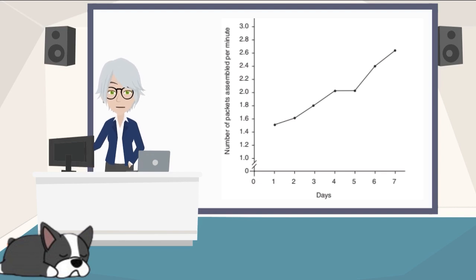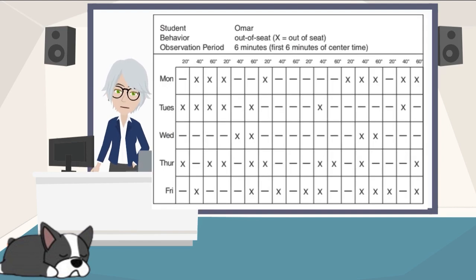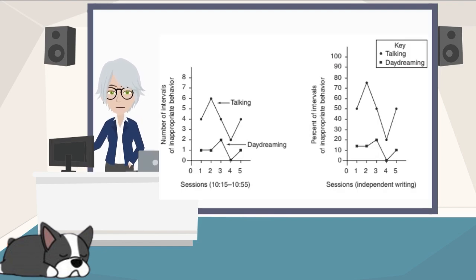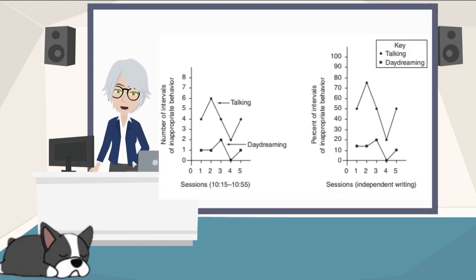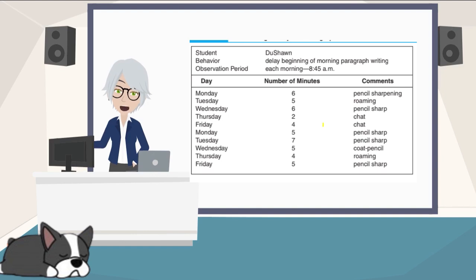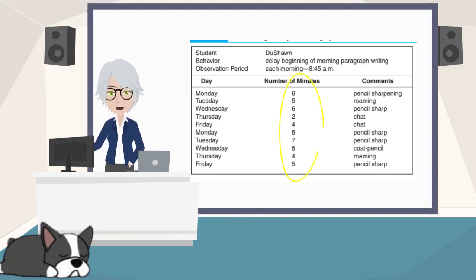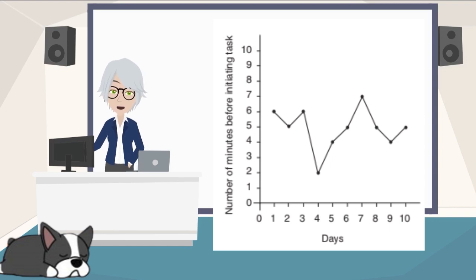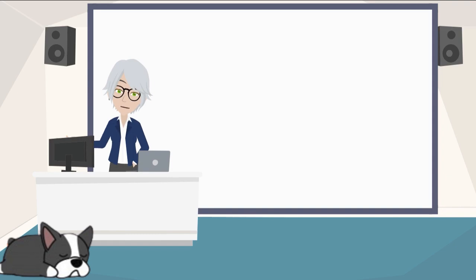We can also record interval and time sampling data. This reports the percent of intervals during which a behavior occurred. For example, I can track if a student was on task during 15-second intervals. Then I can have duration data. This is when I graph how long a behavior lasts, like how much time a student spends engaged in a writing task, and also latency data. This graphs the time delay before a behavior occurs. For example, I can record how long it takes a student to begin an assignment after being given instructions.